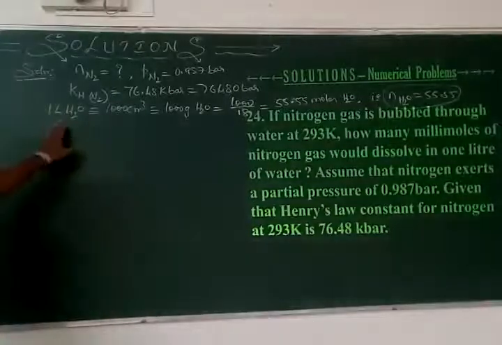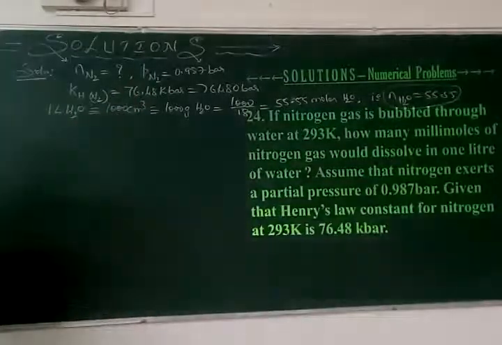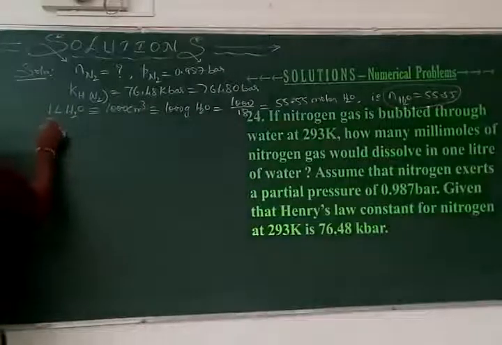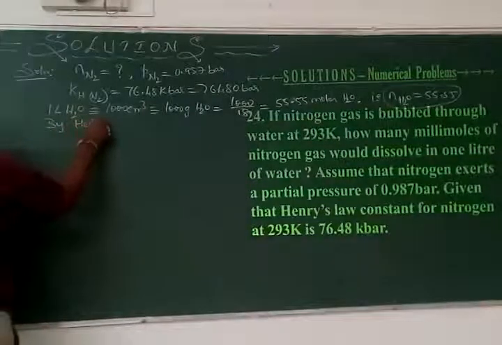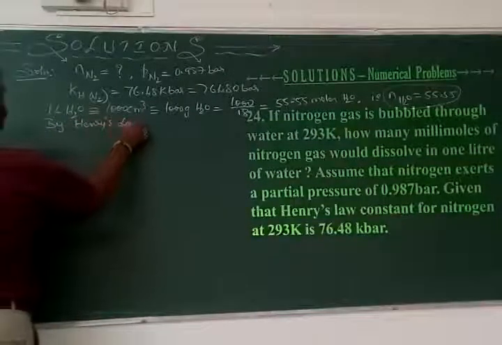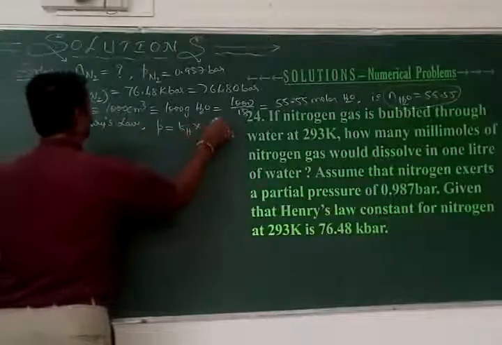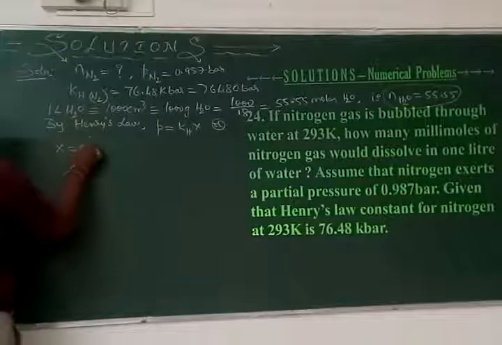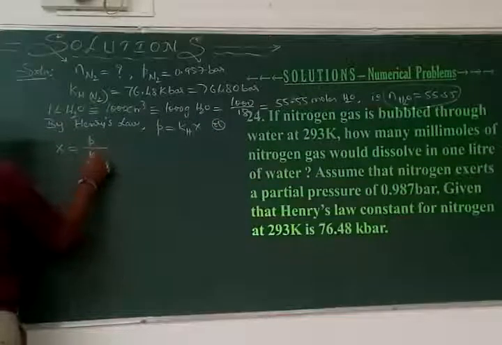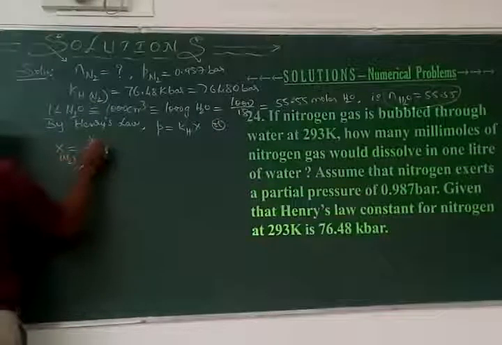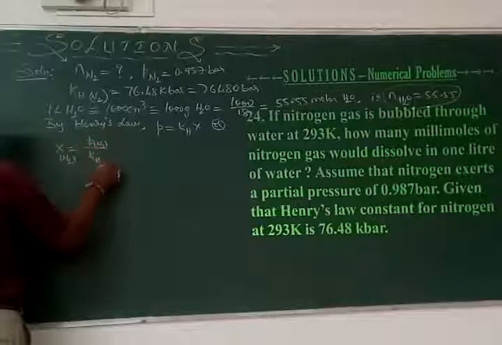Okay. So that is the number of moles of water given. By what law again? Henry's law. P is equal to Kh x, we know. What is x equal to? P divided by Kh. This is for nitrogen.